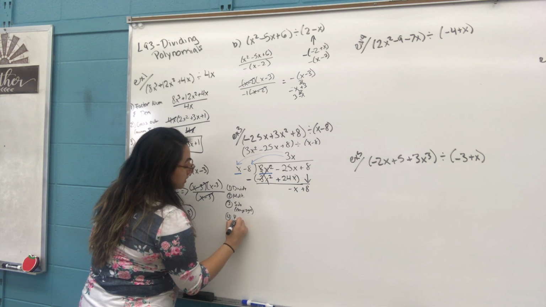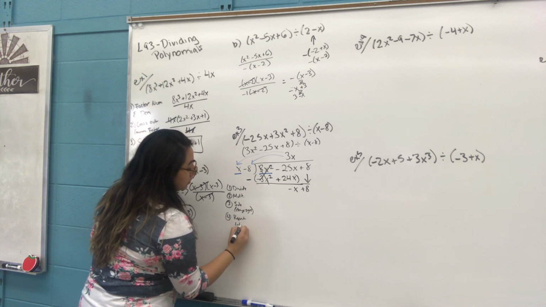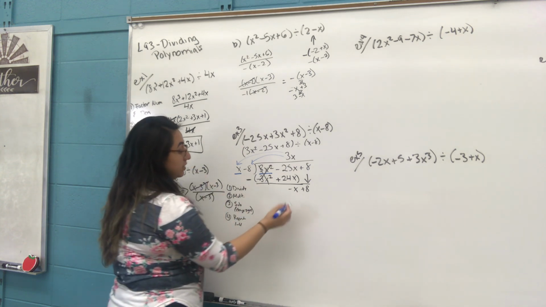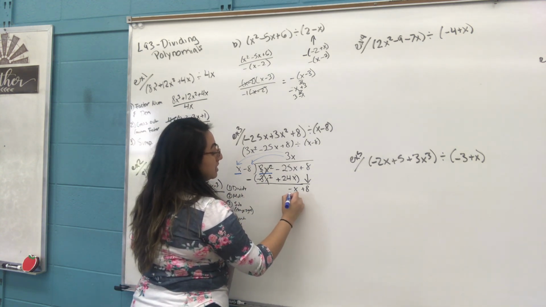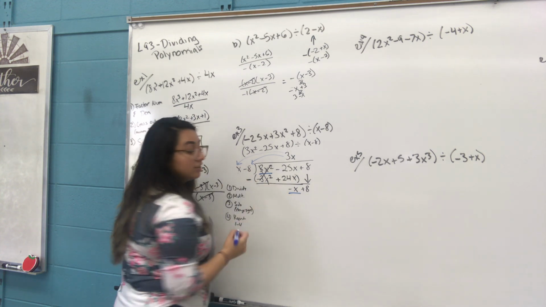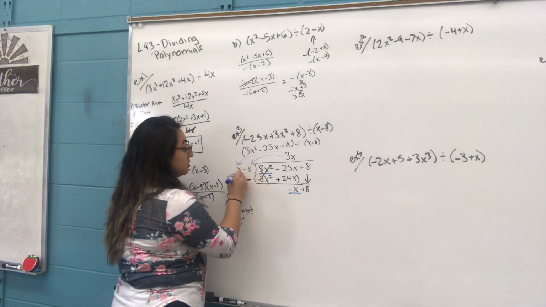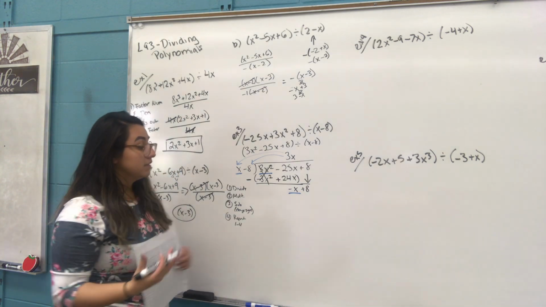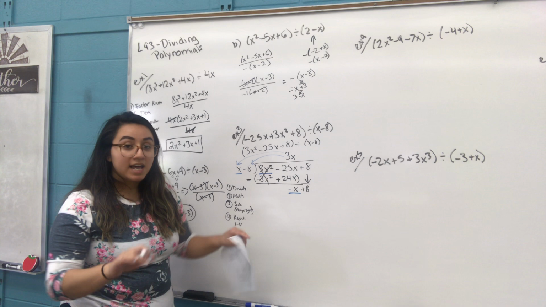So you repeat steps 1 through 4 until you have no remainder, or you have just a number by itself. So now my new first term is negative x, and I'm still using the x there to focus on it. So x times what gives you negative x? So they have the same x.